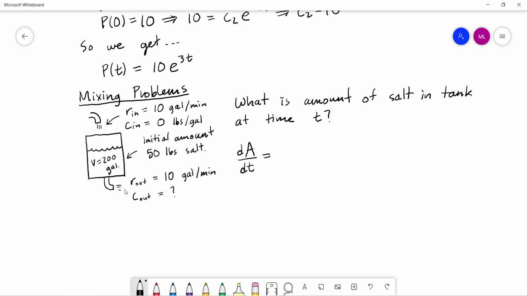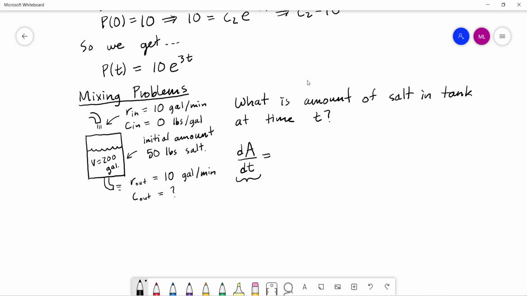Big picture, forget the math. What do we expect to have happen over time if we're pumping pure water into this tank? Hopefully it makes sense that eventually we would expect what's left in the tank to essentially be pure water. All of the salt should eventually get washed out because we're pumping in pure water into this tank. So I would expect dA/dt, the rate of change of the amount of salt in the tank, to be negative eventually. So let's think about what is the amount coming into the tank.